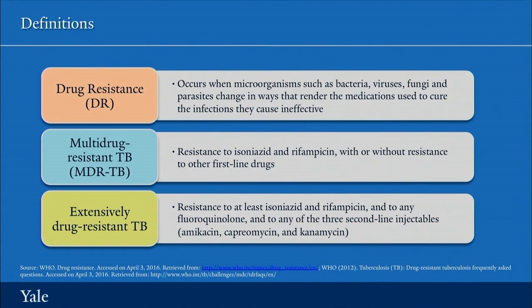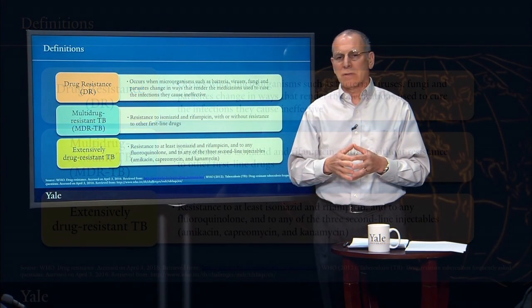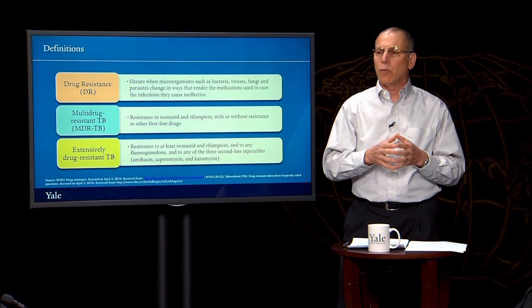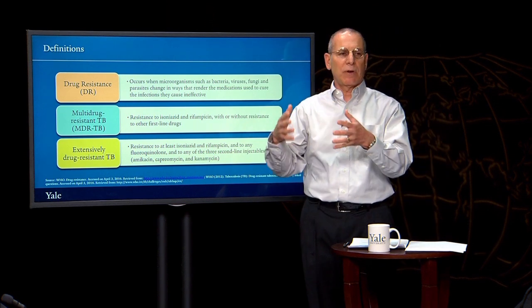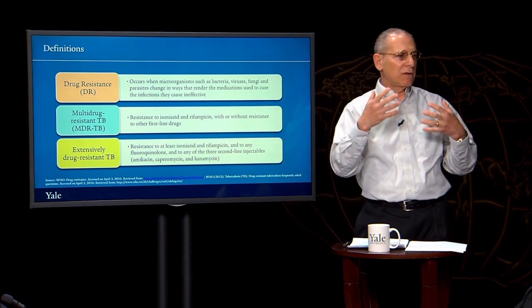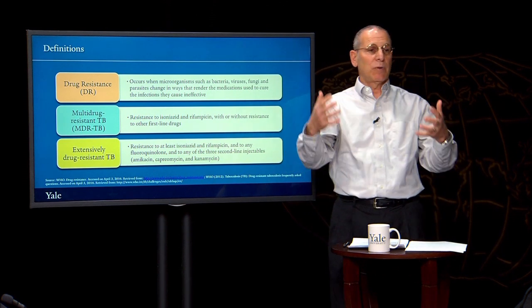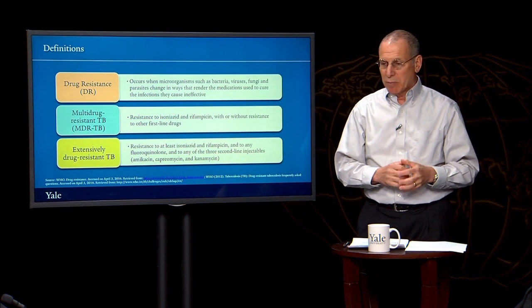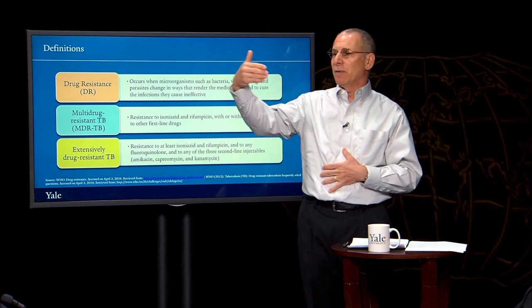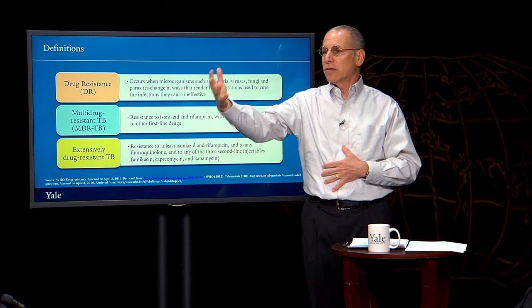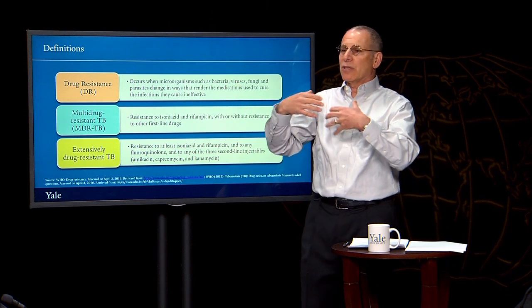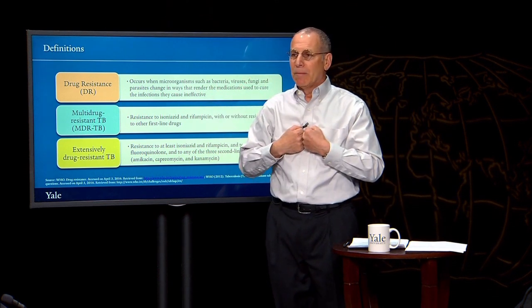Now, you can acquire resistance essentially in two ways. One way is if you don't complete all of your treatment, then the TB inside of you might in fact become resistant to the drugs to which it's normally susceptible. But another way is, if God forbid, for example, Vivek had drug-resistant tuberculosis and I was exposed to his TB, then it would be possible that I would get drug-resistant tuberculosis directly from Vivek.